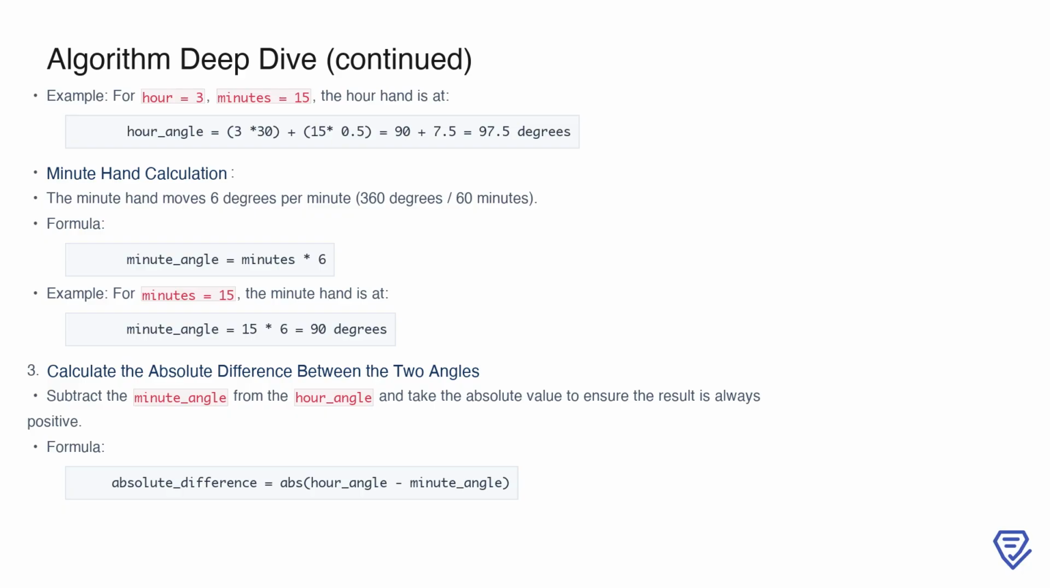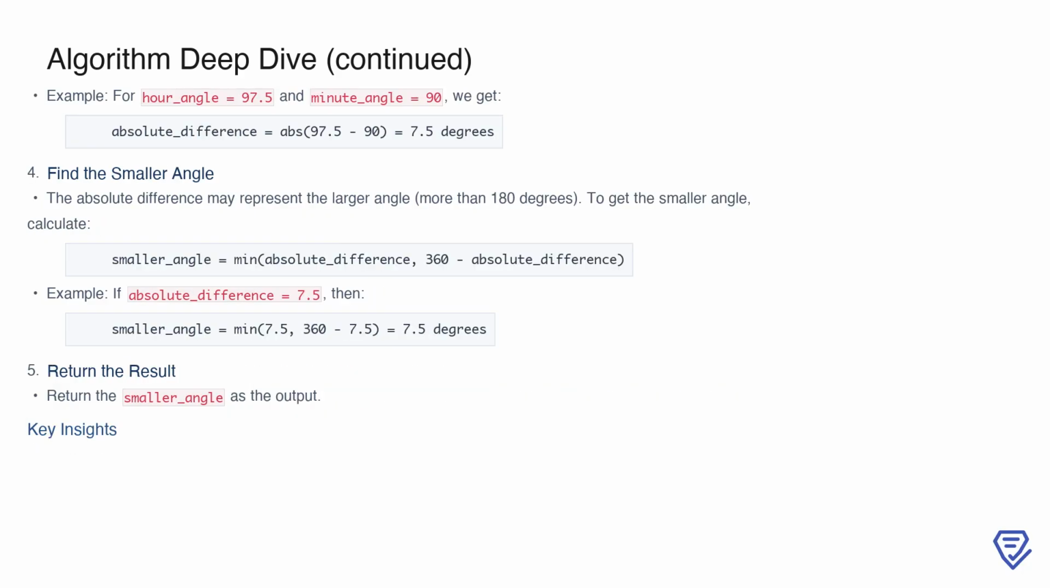With the positions of both the hour and minute hands determined, the next step is to calculate the absolute difference between these two angles. This is done using the formula absolute_difference equals abs(hour_angle - minute_angle), ensuring the result is always positive. Using the values we've calculated so far, where hour_angle equals 97.5 and minute_angle equals 90, we find the absolute difference by substituting into the formula, absolute_difference equals abs(97.5 - 90) equals 7.5 degrees.